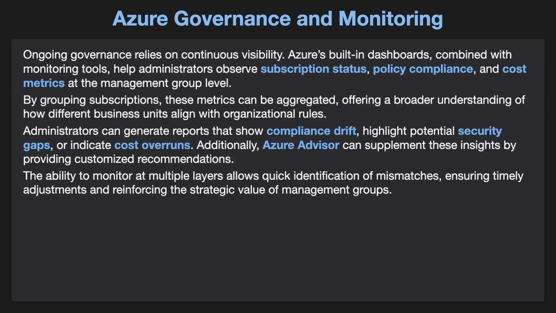Ongoing governance relies on continuous visibility. Azure's built-in dashboards, combined with monitoring tools, help administrators observe subscription status, policy compliance, and cost metrics at the management group level. By grouping subscriptions, these metrics can be aggregated, offering a broader understanding of how different business units align with organizational rules. Administrators can generate reports that show compliance drift, highlight potential security gaps, or indicate cost overruns.